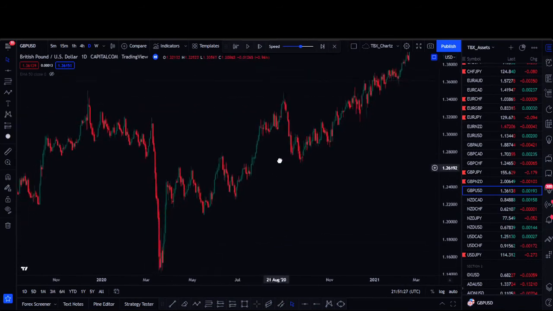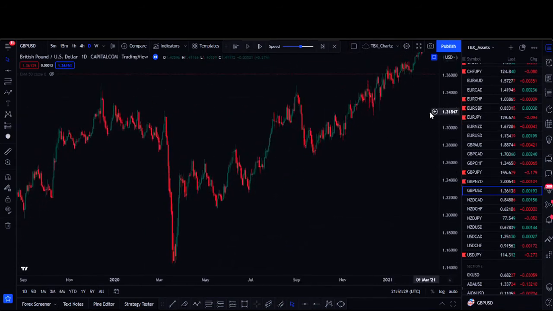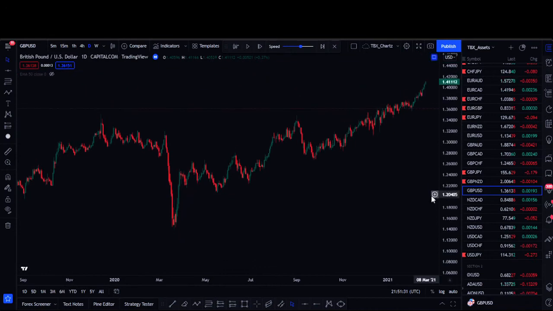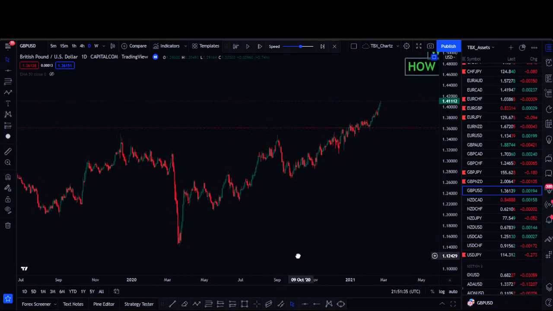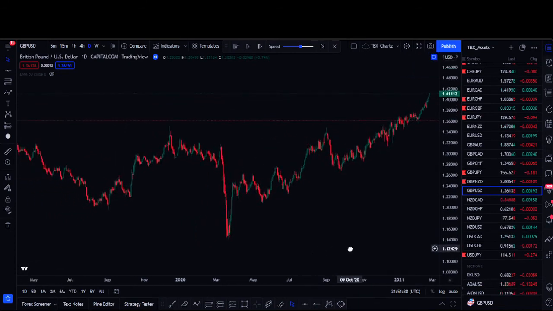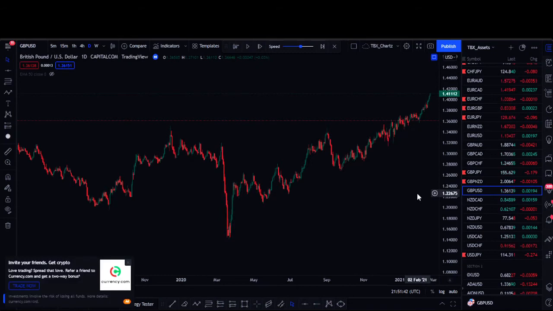Let me look at this trend. Okay, this one. Look at this trend. As you can see, this is an uptrend. We are looking for areas in the market that price has recently tested.